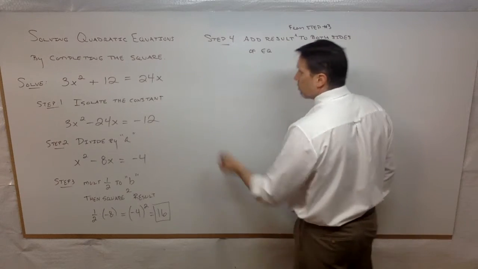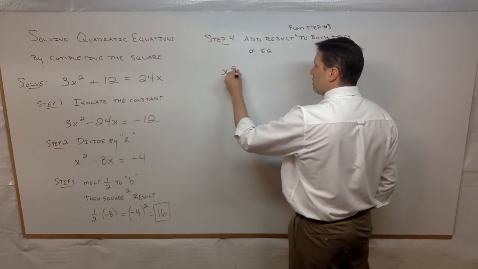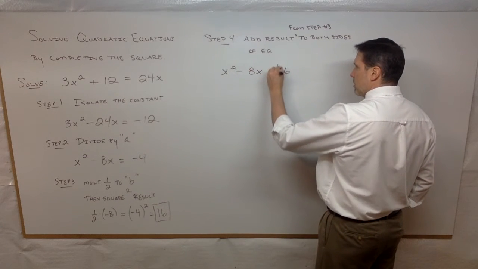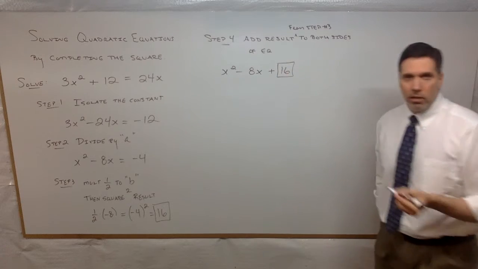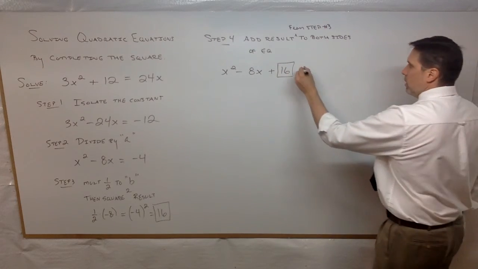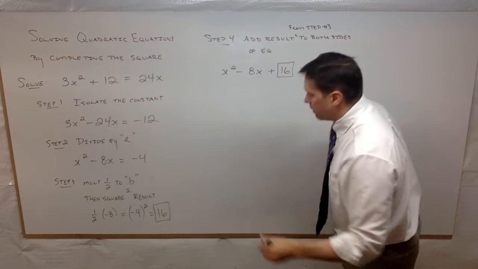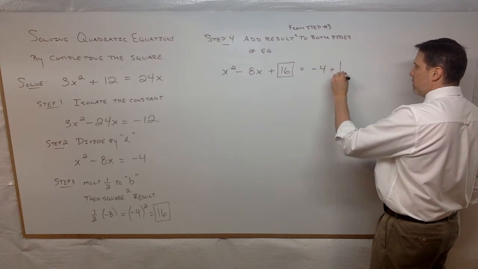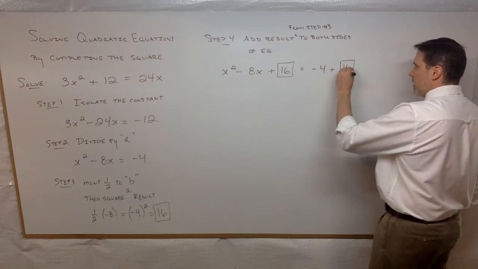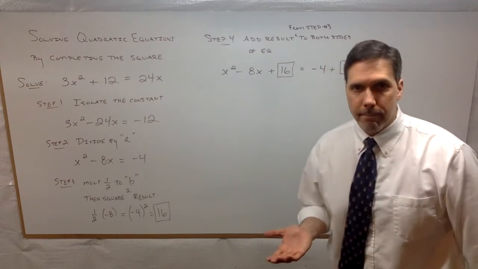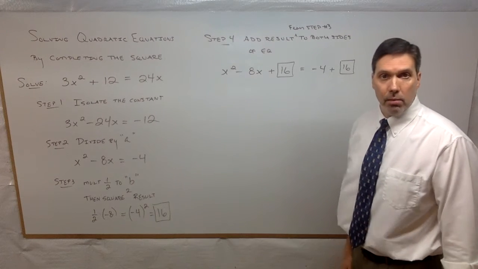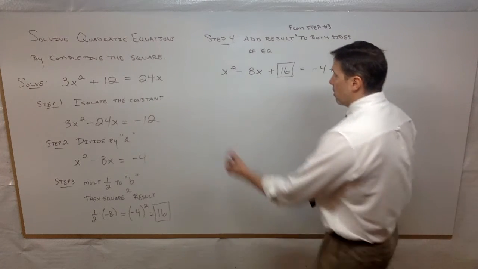So what is my new equation? My new equation becomes x squared minus 8x plus 16. I'll keep it in the box just to show you. Equals -4, also plus 16, because we got to keep this thing balanced out. All right, so I added 16 to both sides. Why? Because I knew that would become a perfect square trinomial.